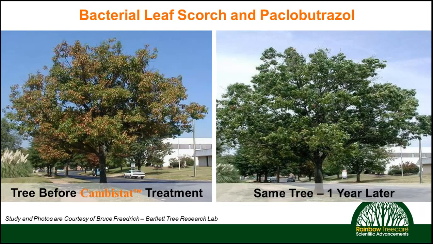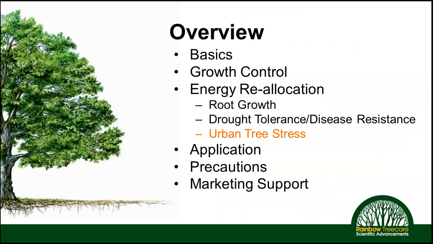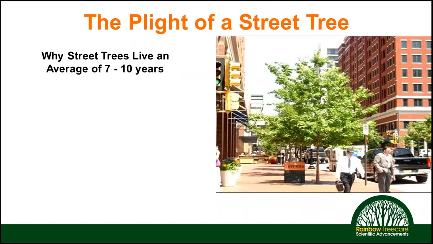One year later, exactly the same tree before the Cambistat treatment. The whole theory is trying to develop the root system so you do not get the scorching that typically occurs in July or August with this problem. Urban tree stress. No wonder trees live only 7 to 10 years. They've got too much stress.